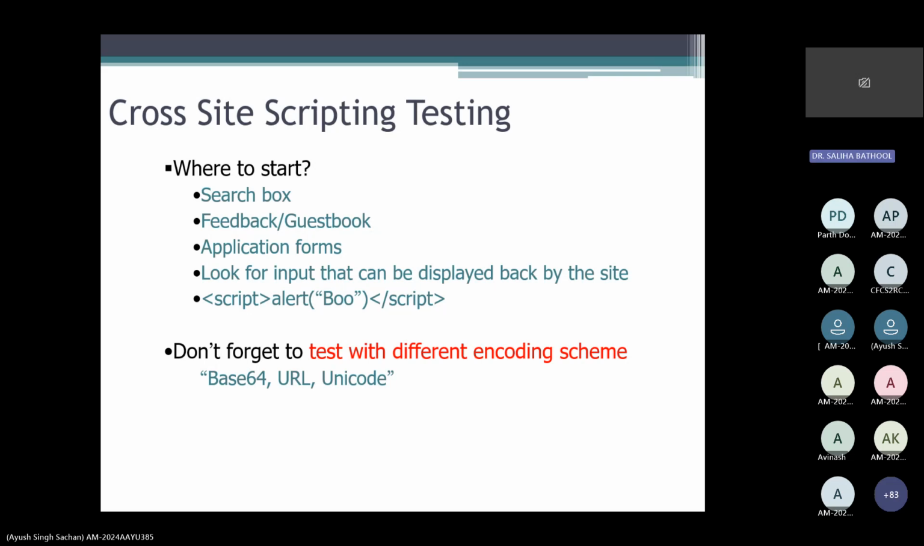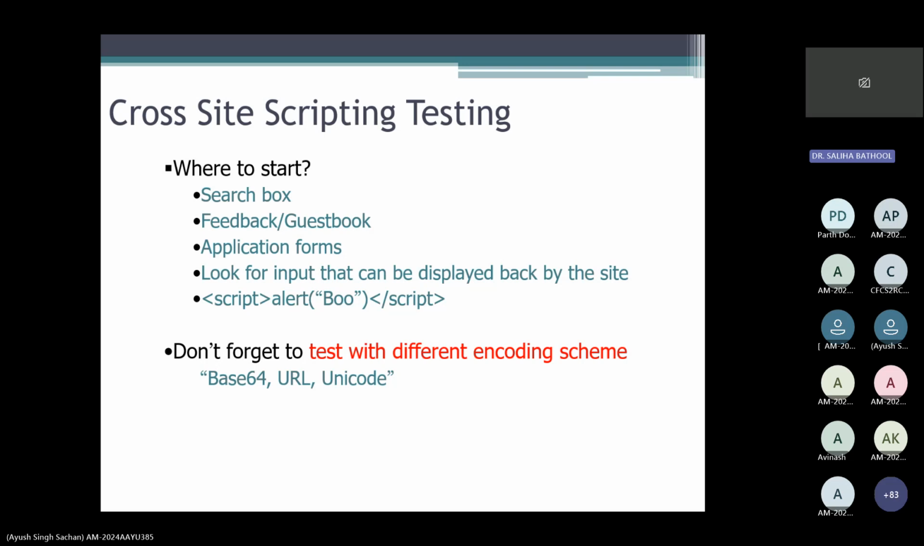Cross-site scripting testing. This is the testing mechanism. Here I have given some hints on how to do this testing process and where to start: the search box, feedback, guest book. These are a few hints which I have given for the testing process. We need to follow the procedure, and mostly the application forms. We get lots of application forms.